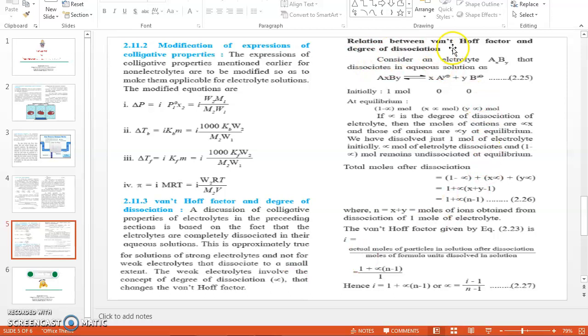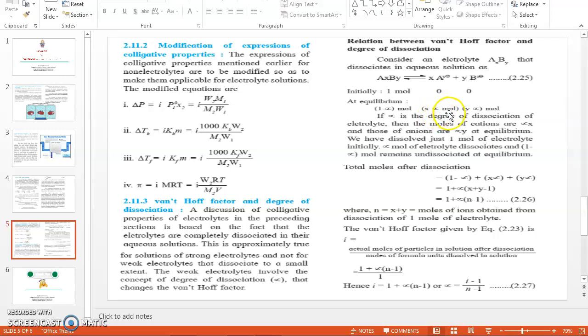So what is the relationship between the van't Hoff factor and the degree of dissociation alpha? Consider a weak electrolyte AxBy that dissociates in the aqueous solution. It gives x A to the power a plus, the cation, which is a positively charged ion, and y B to the power b minus, which is a negatively charged ion. Initially we have taken 1 mole of it. At equilibrium, 1 minus alpha moles remain.